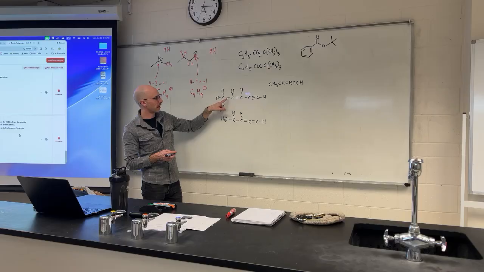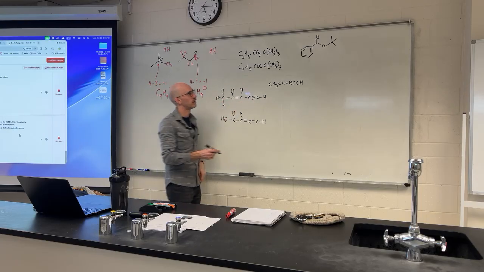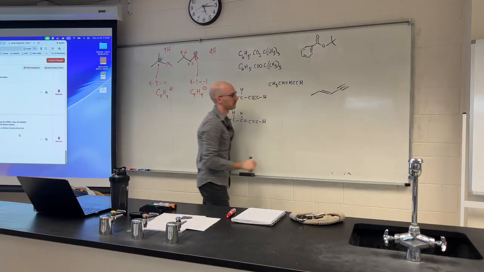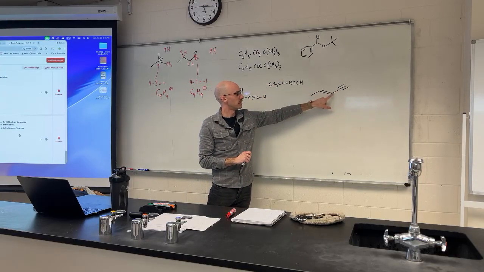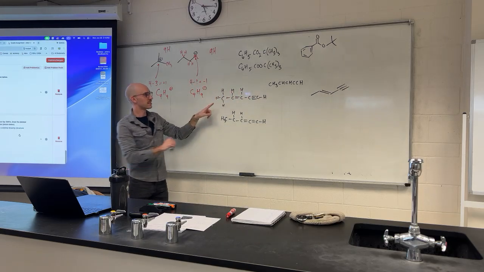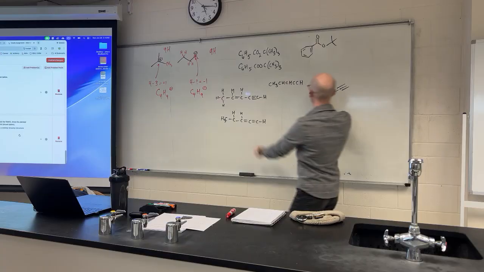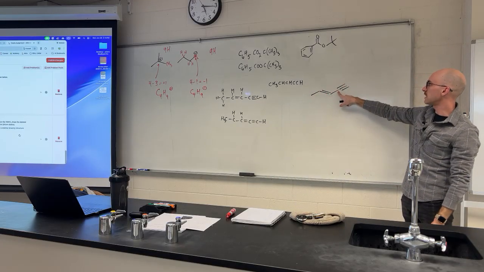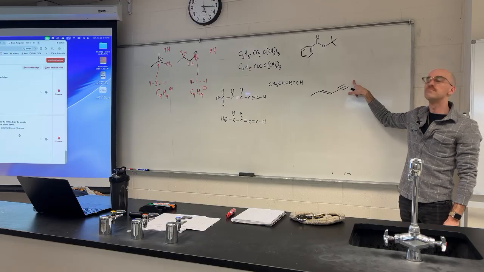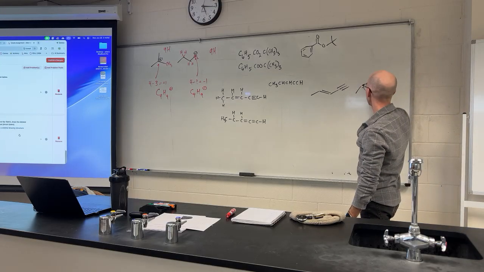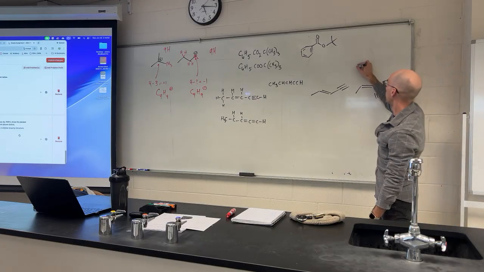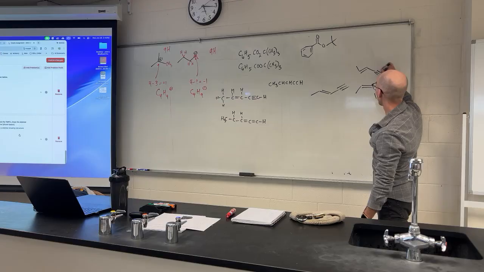Now that we know this, I've got a single, double, single, triple. I can translate this into bond line structure. Single, double, single, triple. CH3, CH, CH, C, C, H. There's a lot of ways that you could draw this, and this doesn't have a lot of information in it. So there's technically a lot of correct answers.